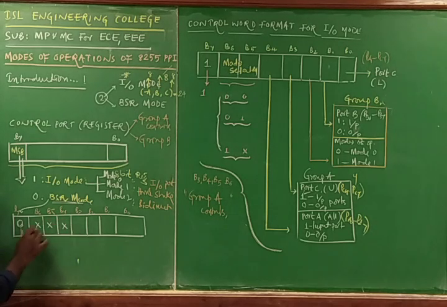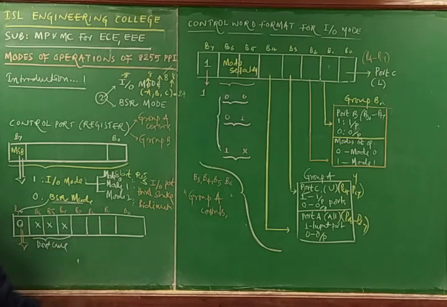Each bit gives one particular operation, and these 3 bits are called don't care bits or don't care signals, because whatever the values of B6, B5, B4, that doesn't change the function of this BSR mode of operation. B4 may be 0 or 1, B5 may be 0 or 1, B6 may be 0 or 1. It doesn't affect the mode of operation or functionality in the BSR mode.